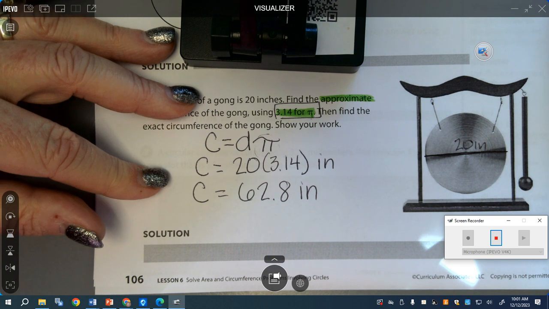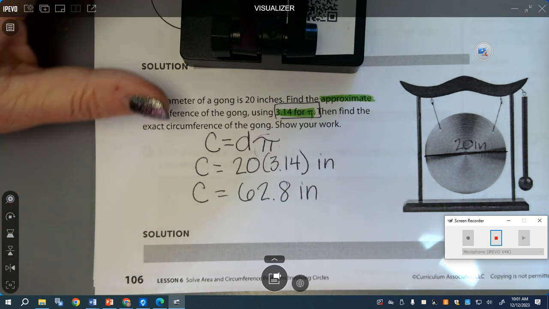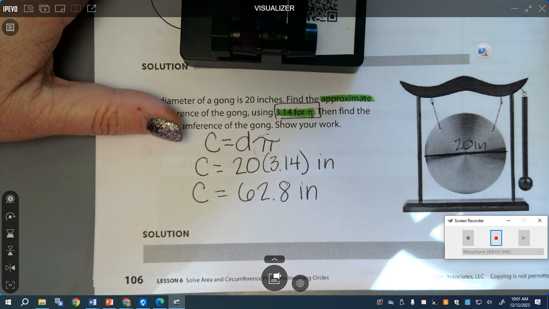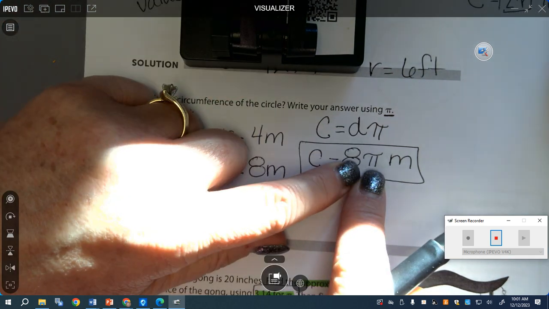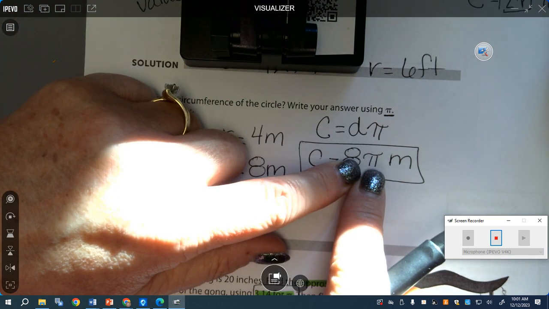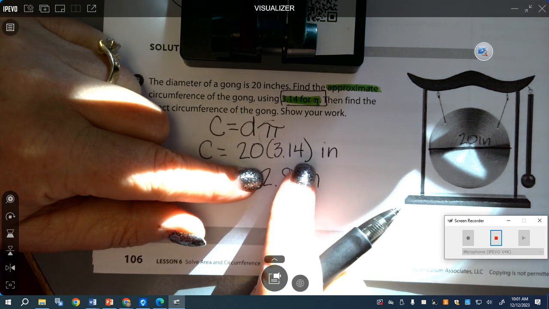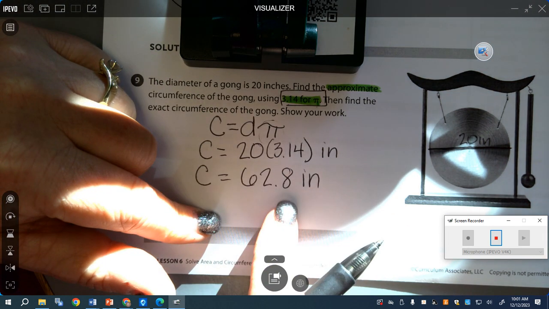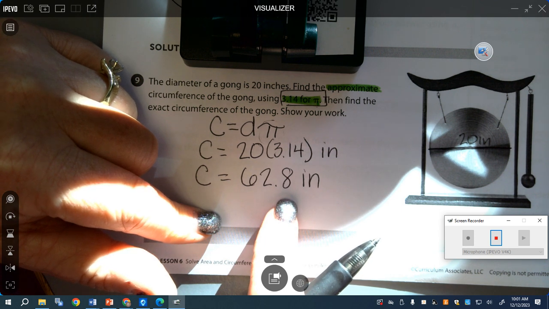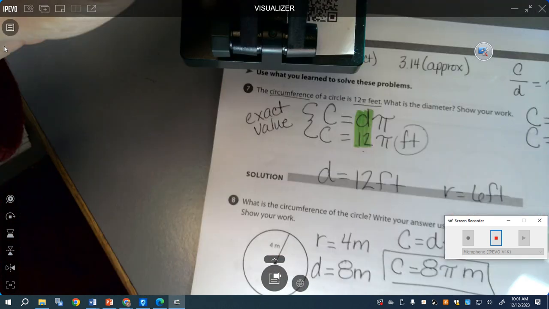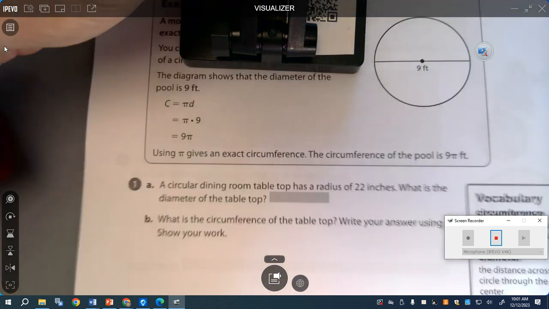Okay? All right, so do you guys have any questions? Listen, please, about the difference between number 8, when we had to leave the pi symbol as pi, and number 9, when we actually plugged in 3.14 for pi and solved it. Do you have any questions? No? Okay, so then here is what you guys are doing today.